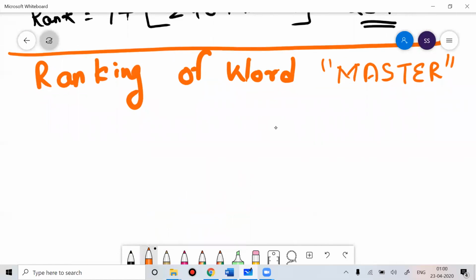Now guys, alphabetically A will come first, then E, then M, then R, then S, and then T. Clear, no? Everyone knows this. So I can assign a number. This is 1, this is 2, then this is 3, this is 3, this is 3, then this is 4, RST, then this is 5, then this is 6.